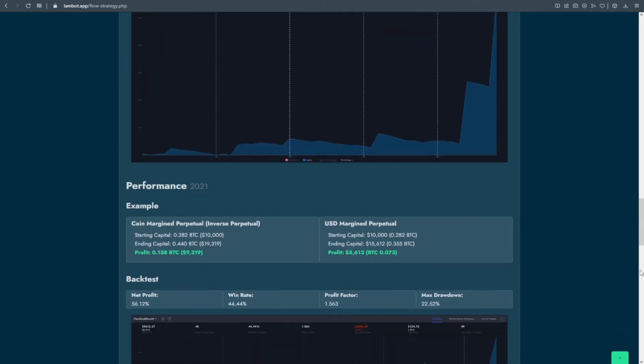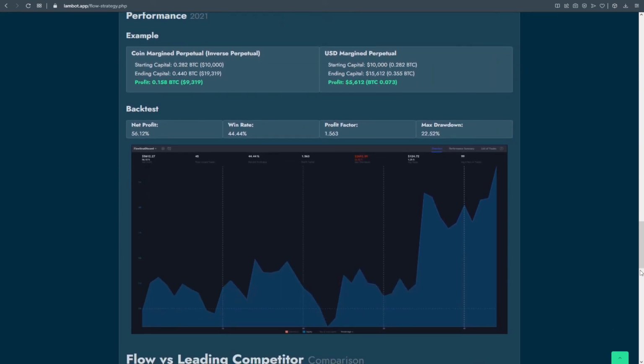Now let's take a look at 2021, which was a dreadful range that for many trend-based strategies was quite unprofitable. However, with the flow strategy, it would have ended with 0.158 BTC profit on the coin margin perpetual contract and 5,612 USDT on the USDT perpetual contract. This was a 56.12% net profit with a 22.52% drawdown. Considering price stagnated all year in a 30K range between 60K and 30K, it performed quite well.